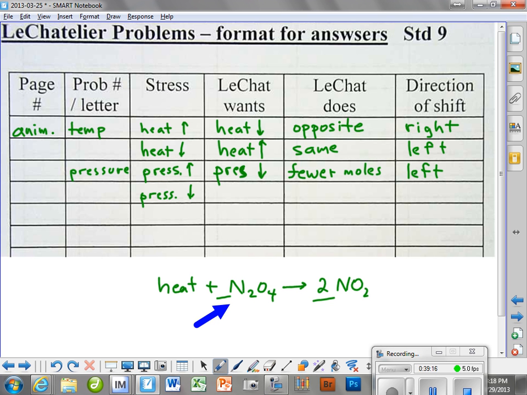And if we want to go to the next problem now, this one has the pressure going down, and let's take the pressure up. For the pressure to go up, we have to go to the side with more moles. And the side with more moles, of course, is over here, because 2 is larger than 1. And so that makes that a shift to the right.